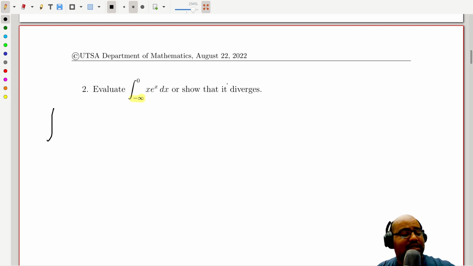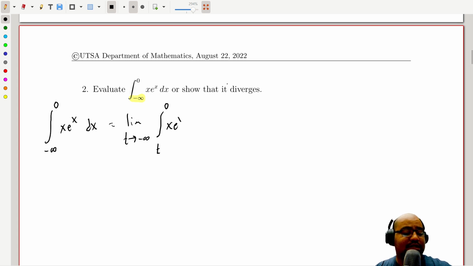So this symbol here, let's fix that. Where's my eraser? There we go. So this symbol here, the integral from minus infinity to 0 of x e to the x dx, will get interpreted as the limit as t approaches minus infinity of the integral from t to 0 of x e to the x dx.